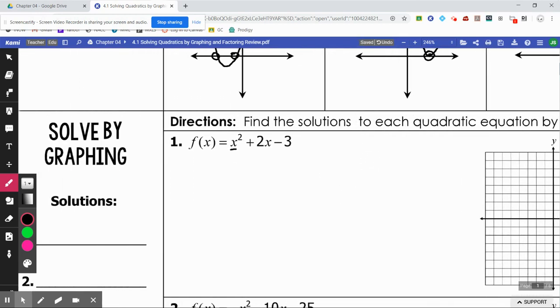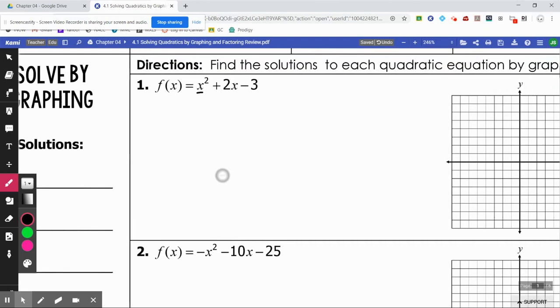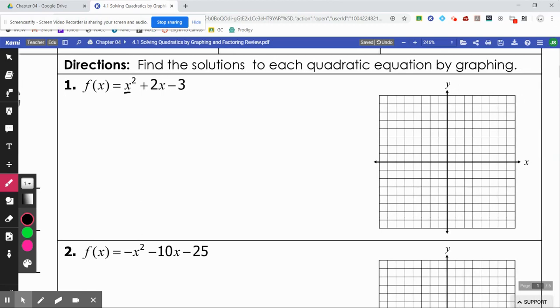Okay, number one, let's actually solve these by graphing. We'll put our solutions over here to the left side. So let's find the solutions to each quadratic equation by graphing. And remember, first off, we're going to start out with our axis of symmetry, negative b over 2a. We're going to plug in our a and b values into this, and that's going to tell us where our vertex is located and our axis of symmetry.